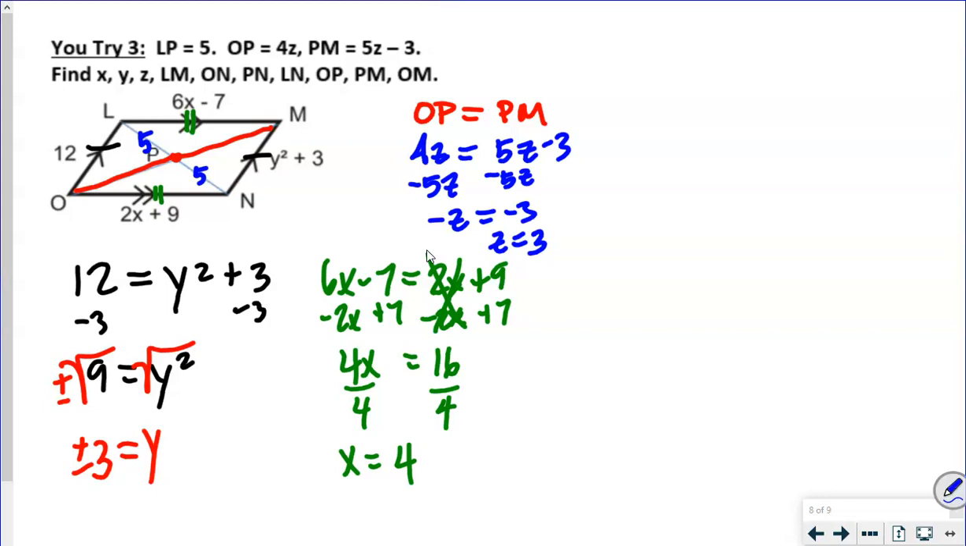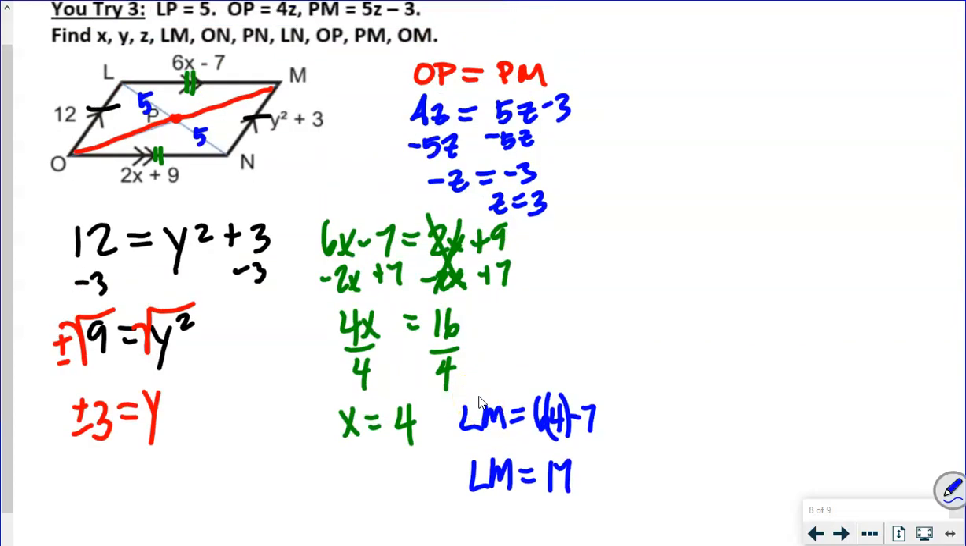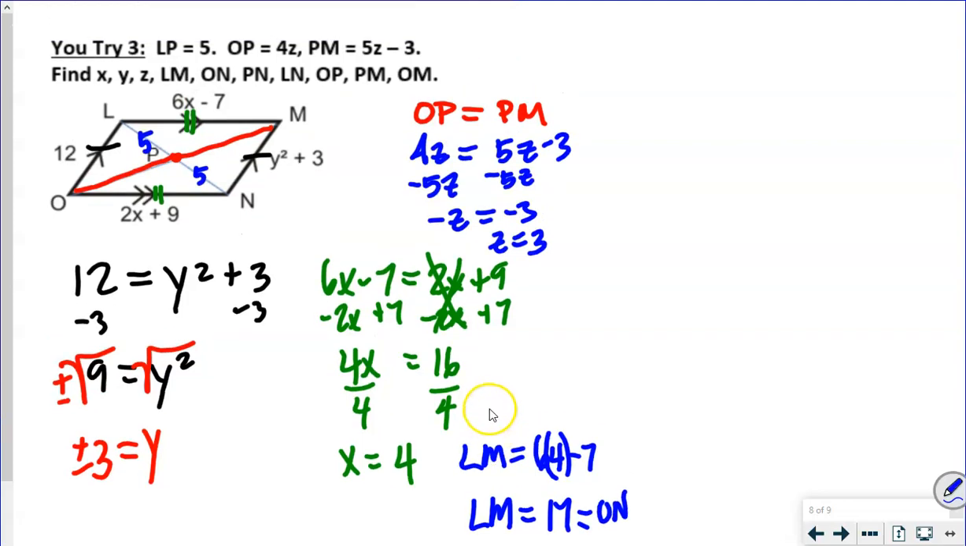Now let's talk about our LM. So LM has an x in it, right? So we're going to go LM here is equal to 6 times 4 minus 7. That's 24 minus 7, which would be 24 minus 8 would be 16, so 17, okay? And if LM is 17, then that means what else is 17? ON, right? So this is also equal to ON because they are opposite sides and they are congruent, okay?